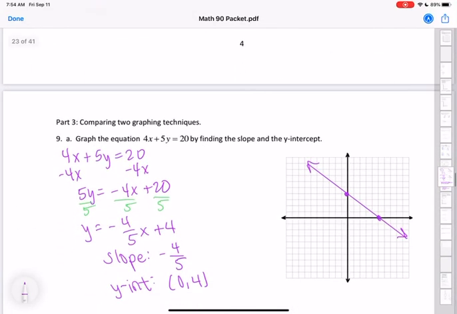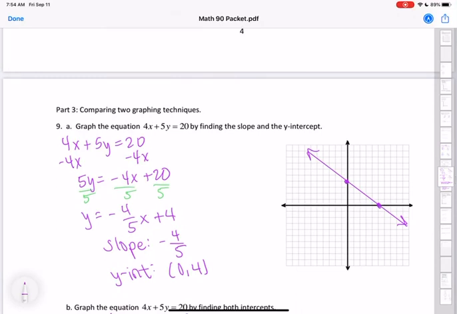Okay, so by doing it the first way, subtract 4x from both sides, divide everything by 5. You use your y-intercept of (0, 4) to start. You plot that point, and then you use your slope of negative 4/5 to find that additional point. Okay, so in the end, your picture should look like that.